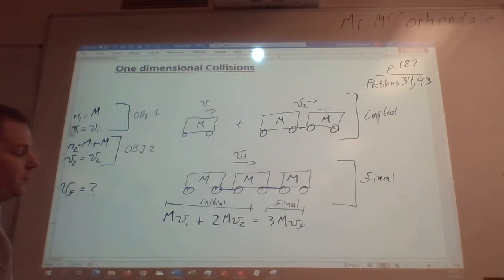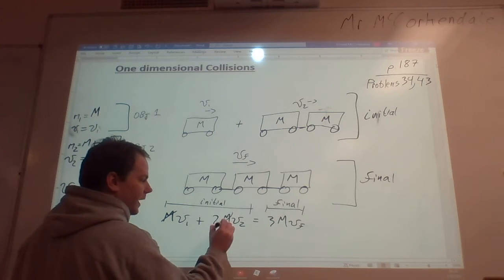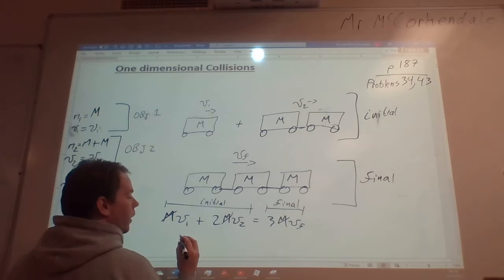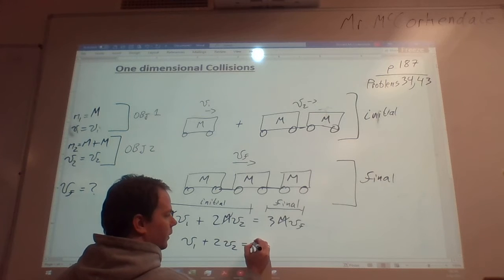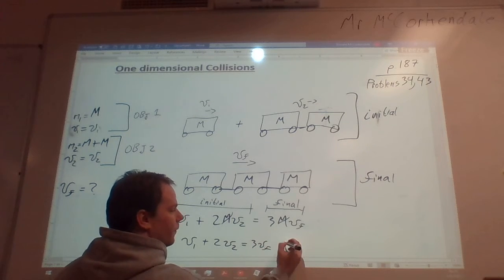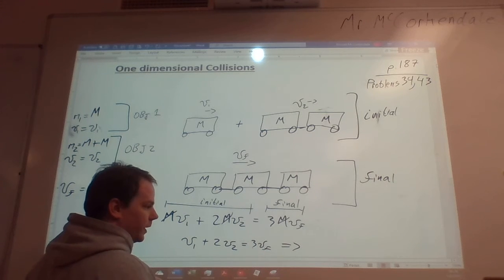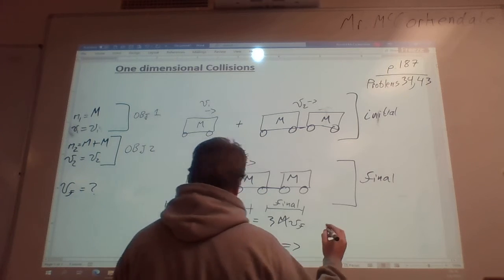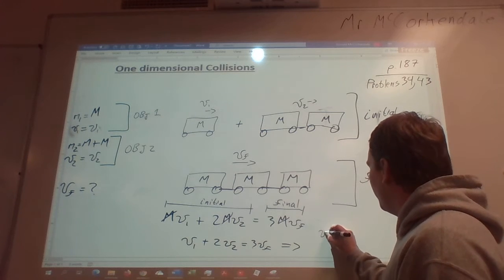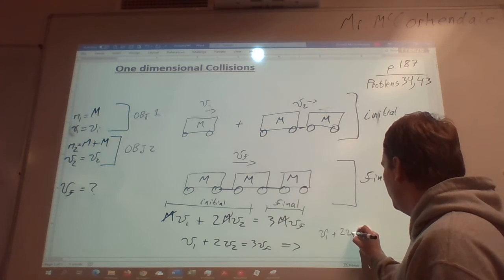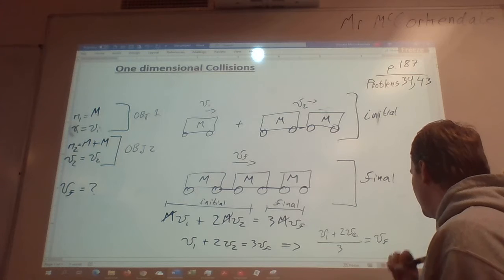Well, right off the bat, something jumps out at you. M is present in all three terms, so we don't actually need m in order to solve this. So it becomes v1 plus 2v2 equals 3vf. To solve that, we're just trying to get vf by itself. We just need to divide by 3. So our final equation would be v1 plus 2v2, divided by 3, equals vf.